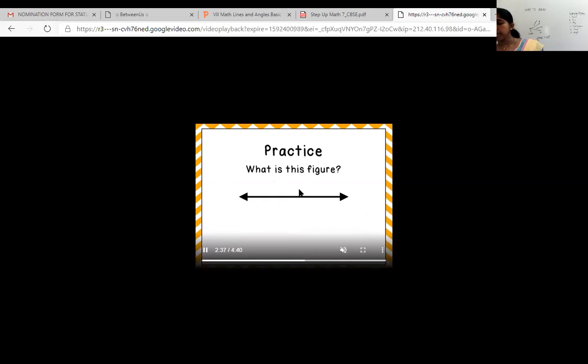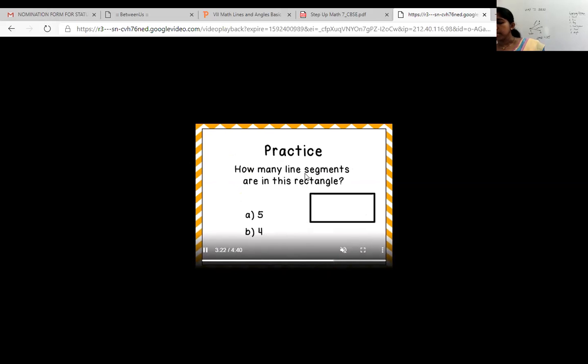Okay, now we have some questions. This is a line. How many line segments? In many places we have a line segment. If you talk about your mobile, there is an end to end. So 4 line segments are there. When you talk about your TV set, it has 4 end points. So 4 line segments. When I talk about this board, it has 4 line segments.